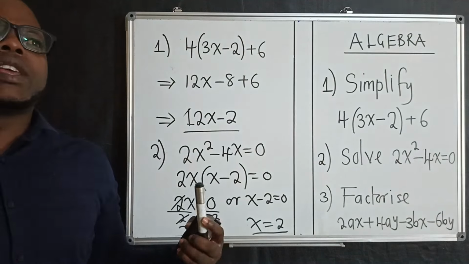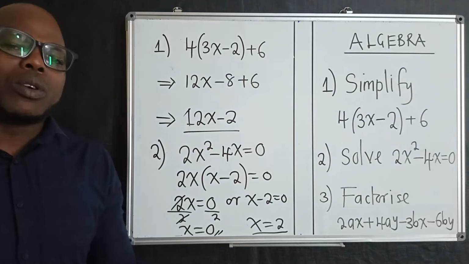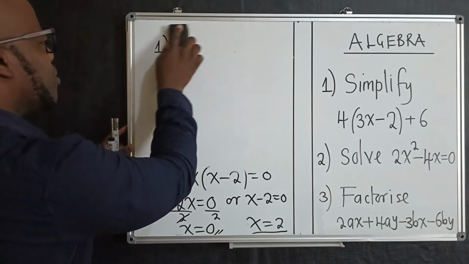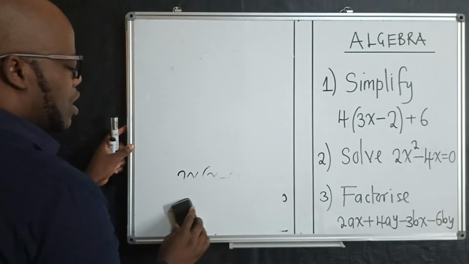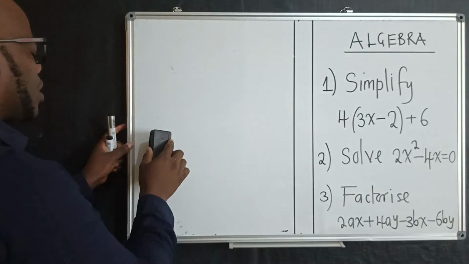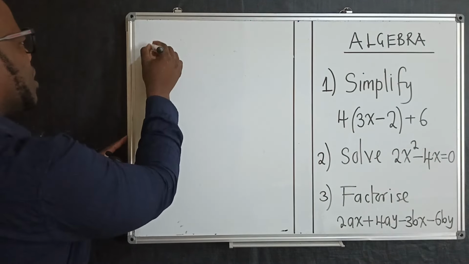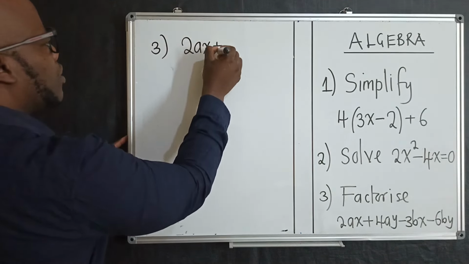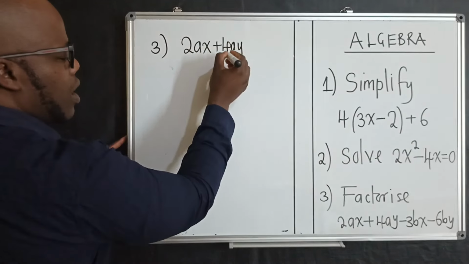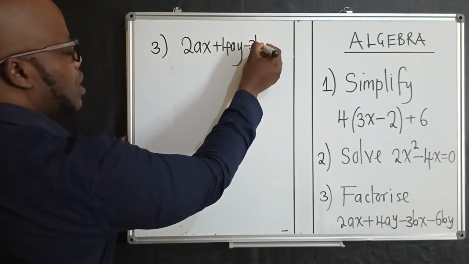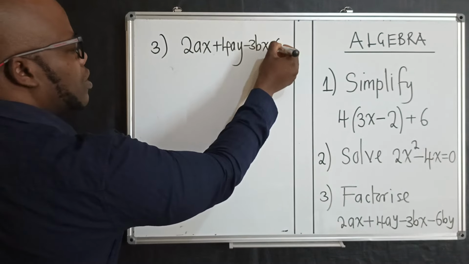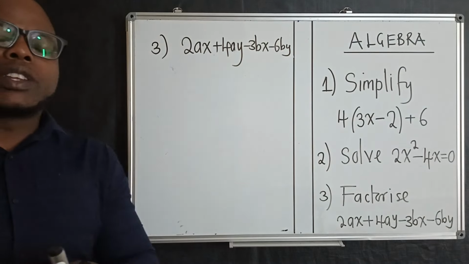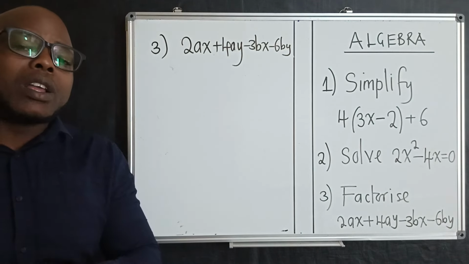For question 3, they want us to factorize, of course. So factorizing, when you see that you're dealing with 4 terms, let me show you what I'm talking about. You factorize by grouping. So look at what we have for question 3. We've got 2ax plus 4ay minus 3bx minus 6by.